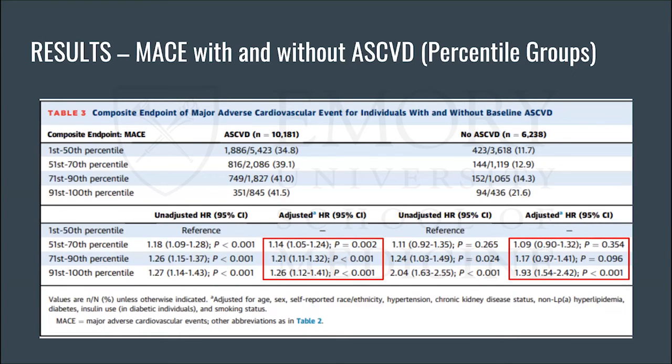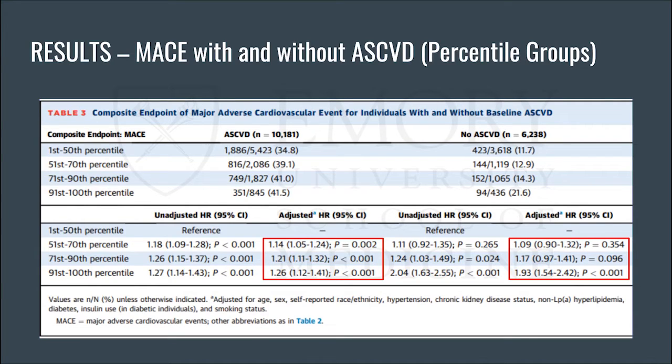And so this is a bit of a busy table, but essentially this breaks down the composite endpoint of MACE, again, with and without ASCVD in terms of the exact numbers for each group in the top table. But the bottom table essentially goes through the adjusted hazard ratio using the 1st to 50th percentile as your reference point for each group. And I highlighted this in the red boxes here.